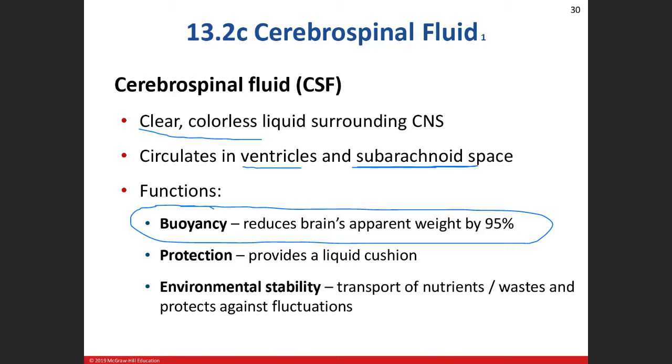The big function of it is buoyancy. It keeps your brain in your skull essentially. It also acts as a cushion for protection. So it sloshes around, much like in the Cat in the Hat book when the fish is being moved around in the fishbowl and everything. It's sloshing around in there, and that water.